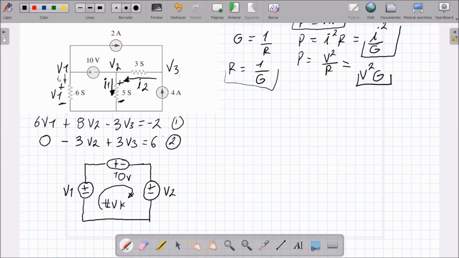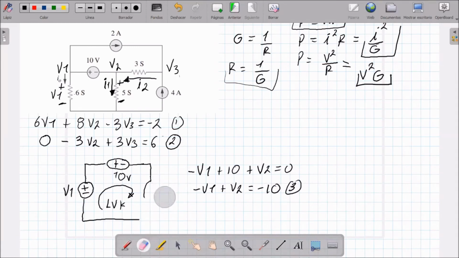Now, going around the loop, I am going to obtain minus voltage V1 plus the 10 volts plus the voltage V2 equals 0. Voltage 1 plus voltage 2 equals minus 10. This would be our third equation. I'm going to delete this.